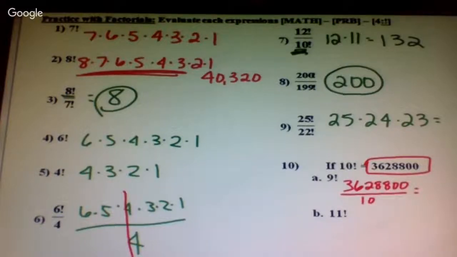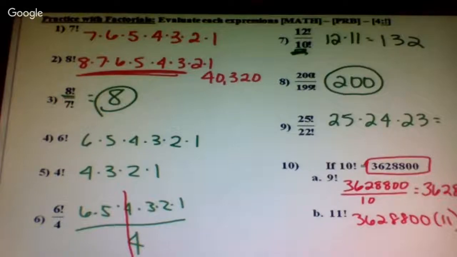We're working backwards now. So 3, 6, 2, 8, 8, 0. Then for part B, if I started out with your answer for 10 factorial, how would we get 11 factorial? Multiply by 11. Questions?